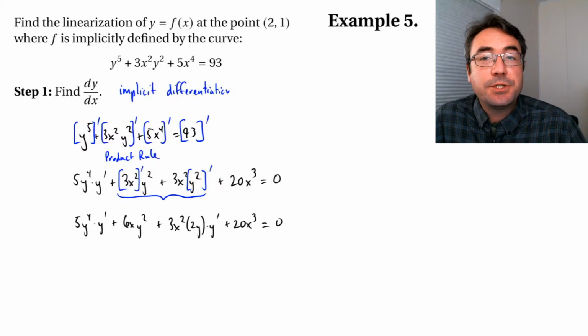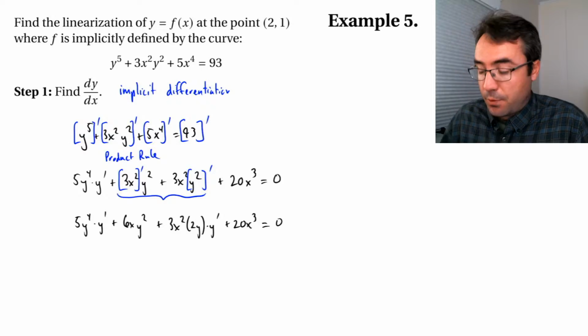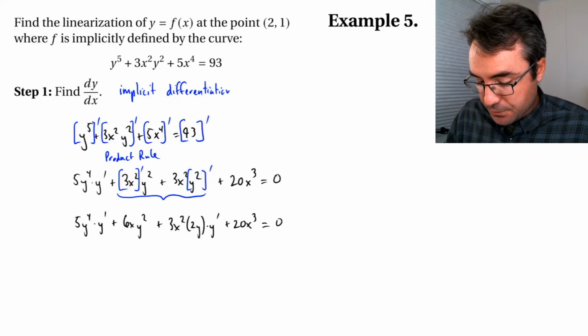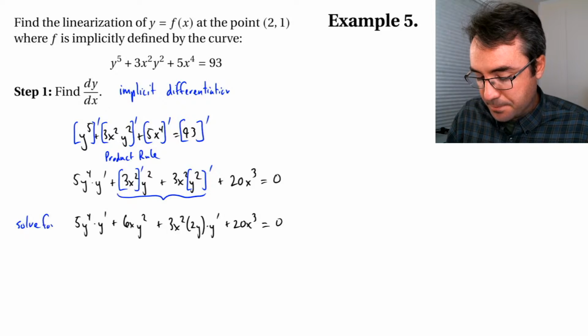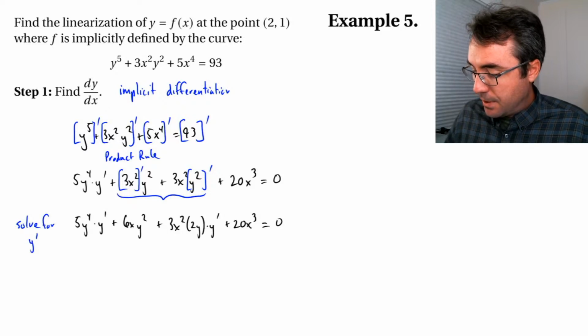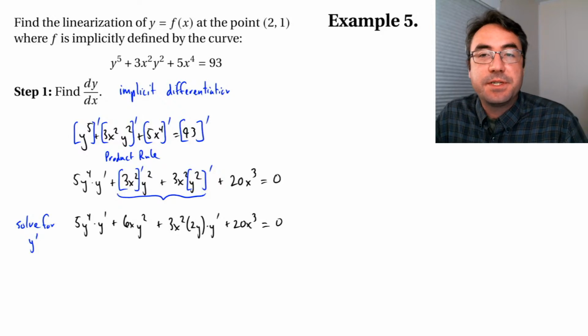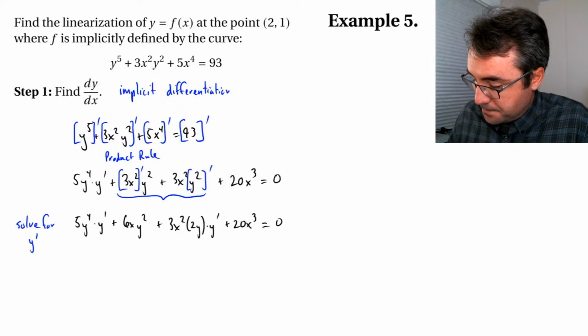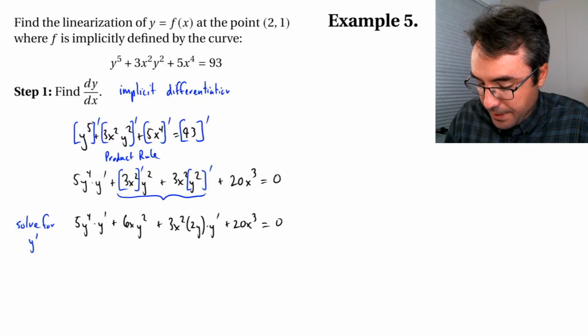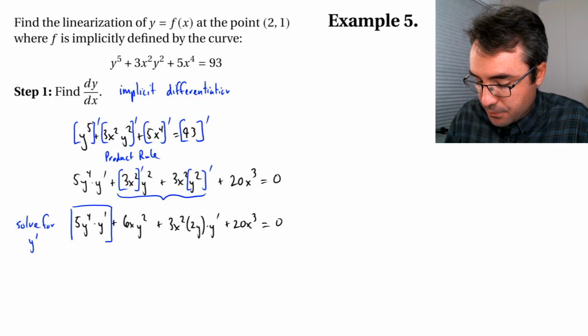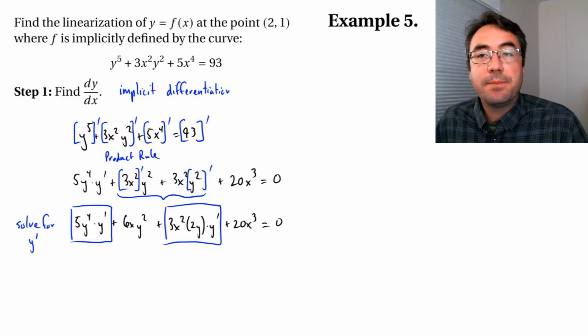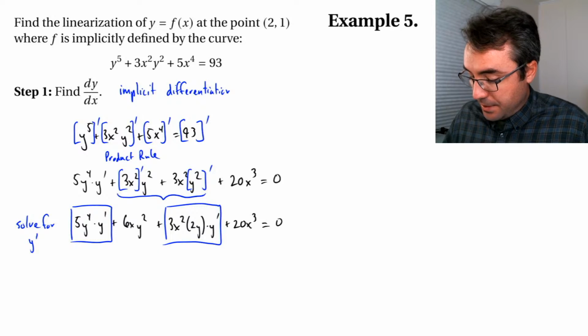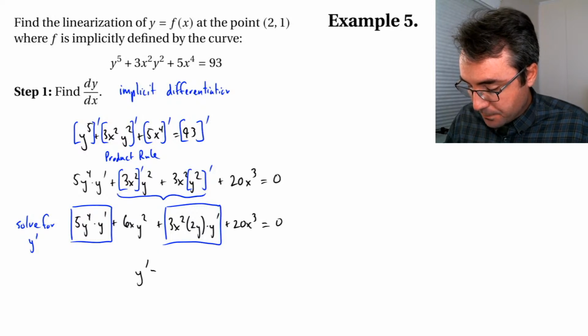So this gives us an equation that we can solve for y prime. So that's the next step, we want to solve this for y prime. I won't go through all the steps to solve it for y prime. But what you want to do is keep all the terms with y prime, get them all to one side. And then any term without y prime, you want to move to the other side of the equation.